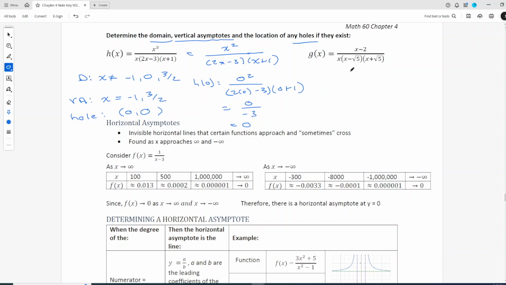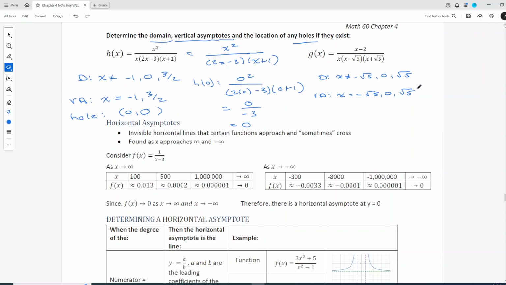All right, what about this one? So for this one, again, we've got domain. We're going to look at my denominator. Denominator cannot equal 0, so we've got 0, positive root 5, and negative root 5. So I'm going to write those in numerical order. Negative root 5, 0, and root 5. Then we want to check to see if there's any common factors. Well, it's an x minus 2 in the top, so I can't have a common factor, so this time all of them are going to be vertical asymptotes. We would have x equals negative root 5, 0, and root 5.